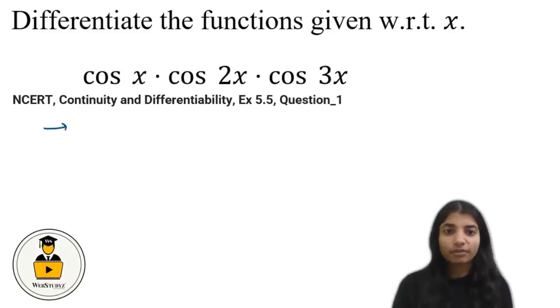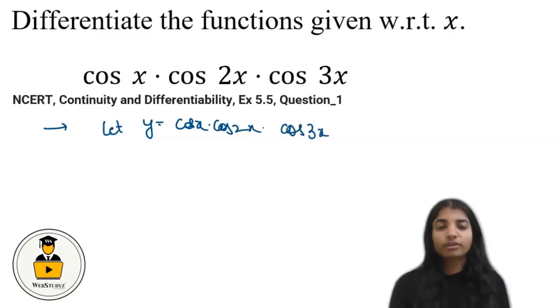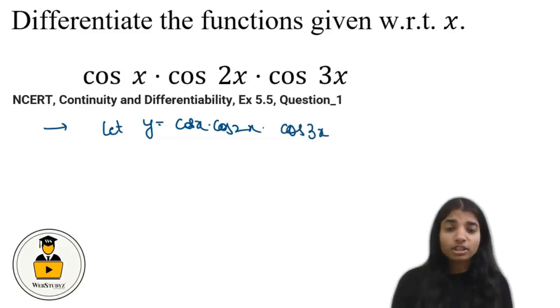In this question we have to differentiate the function with respect to x, and the function is cos x multiplied by cos 2x multiplied by cos 3x. So we are considering that y is equal to cos x multiplied by cos 2x multiplied by cos 3x. We have to differentiate the function, but before differentiating, first simplify this, because if we do direct differentiation, it will become very lengthy or tedious.